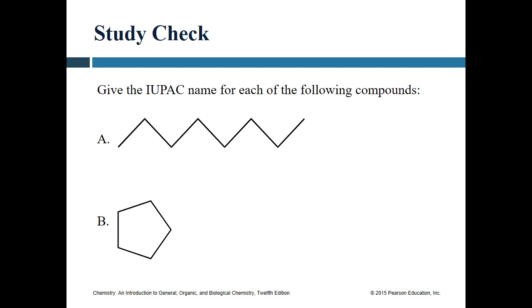Okay. Let's do some more naming here. Give the IUPAC name for each of the following compounds. All right. So with these, the easiest way to go about them is to count the carbons. So how many carbons are in that chain? I've got 1, 2, 3, 4, 5, 6, 7, 8. Prefix for 8 is oct. This is octane.